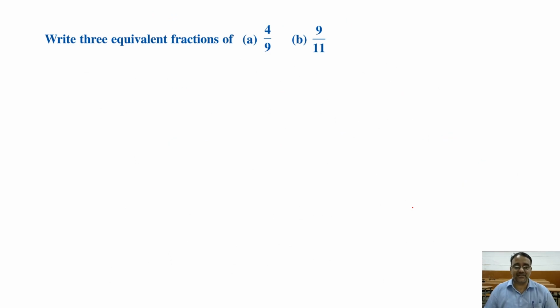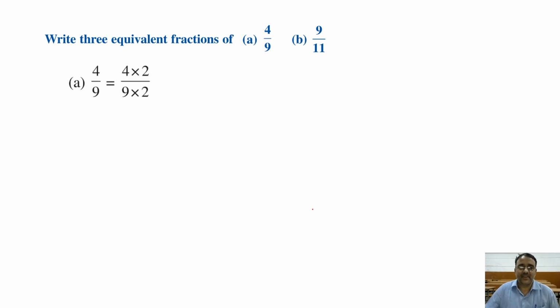Write 3 equivalent fractions of 4 by 9. Right. So now we are going to multiply 4 by 9 by 2, 3, 4. So सबसे पहले 2 से इंटू करते हैं. So 4 into 2, 8 by 18. So this is the first equivalent fraction. Now we are going to multiply with 3. So what are we getting?